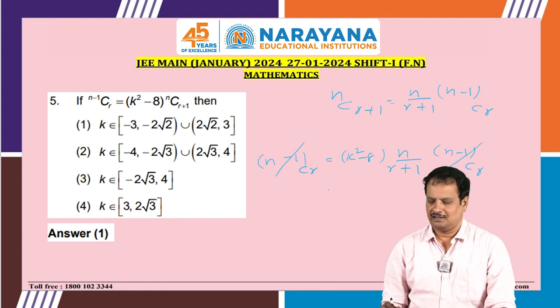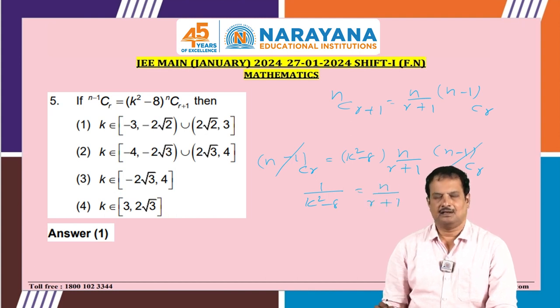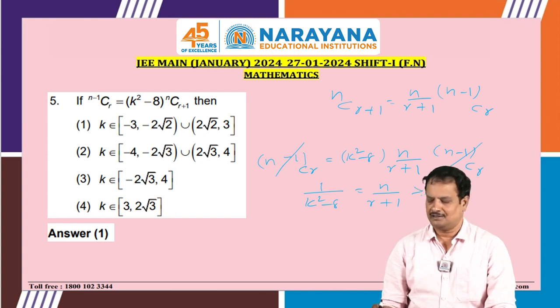Okay, and now we are having 1 by k square minus 8 is equal to n by r plus 1. But we know that n is always greater than or equal to r plus 1, because in NCR, n is always greater than or equal to r. In the same manner, in NCR plus 1, n is greater than or equal to r plus 1. So thereby, n by r plus 1 is greater than or equal to 1. So now let us simplify 1 by k square minus 8 minus 1 greater than or equal to 0. So you'll now have minus k square plus 8 in the numerator divided by k square minus 8, of course.